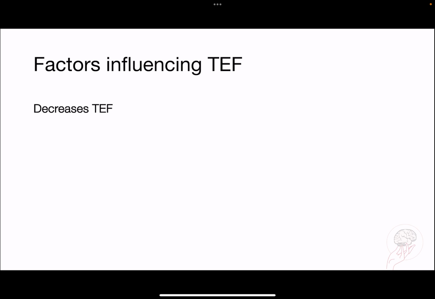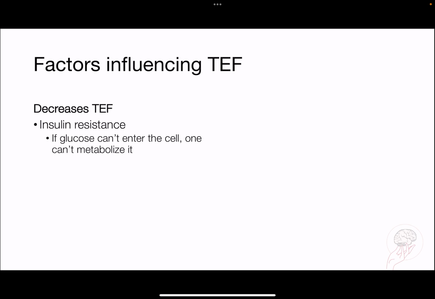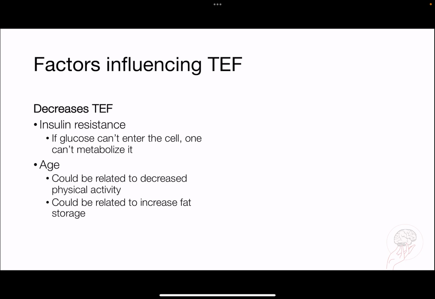So things that decrease thermic effect of food: insulin resistance. If glucose can't enter the cell, it can't metabolize it. Age. As we get older, we decrease the amount it takes to metabolize our food. It could be related to decreased physical activity, and it could be related to increased fat storage.